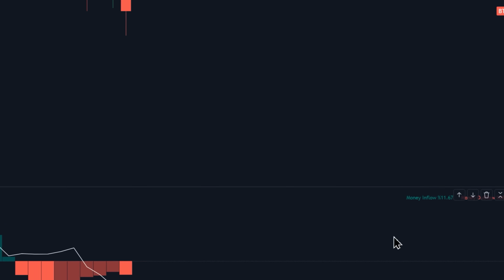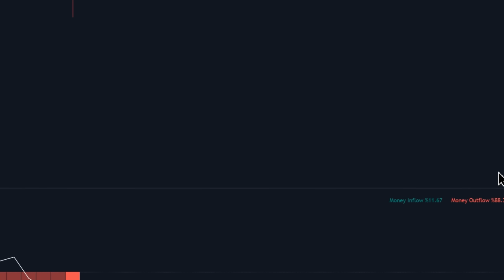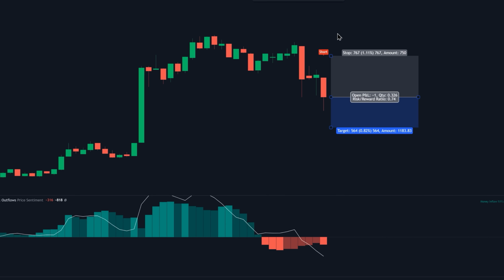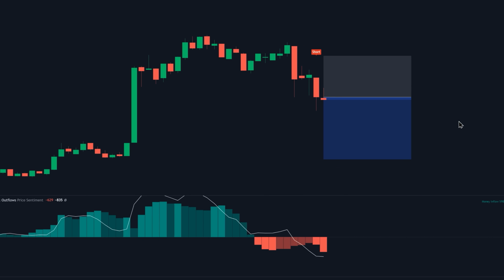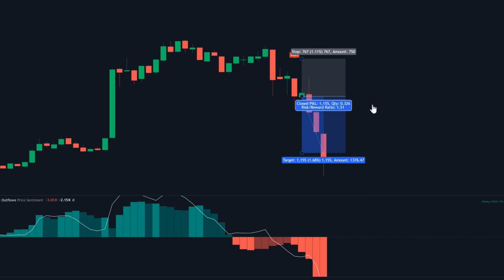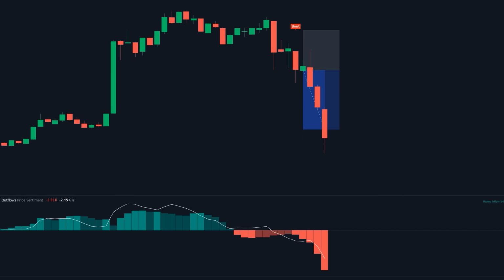Finally, you want to confirm that the money outflow value is at least 80%. Here we can see it's well above the 80% limit, which means this is a valid entry. Set your stop loss leveled with the bottom part of the short signal label. The take profit can be set at 1.5 times the risk, letting the trade run, and it was profitable.